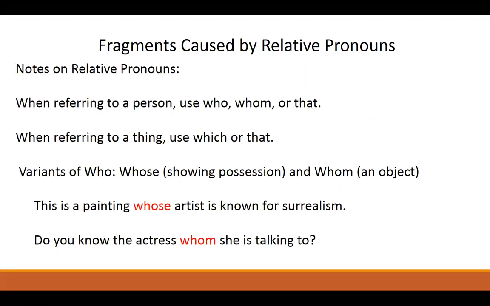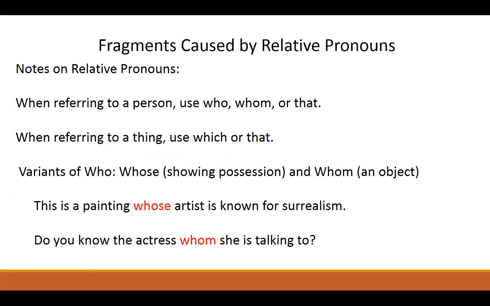So, notes on relative pronouns. When referring to a person, use who, whom, or that. A person is not a thing, so use who if you can. When referring to a thing, use which or that. So that can refer to either a person or a thing. Variants of who would be whose, showing possession, and whom, when it is being used as an object.